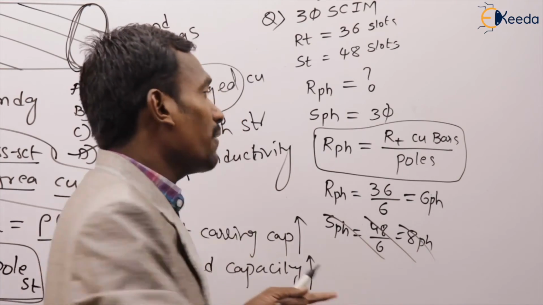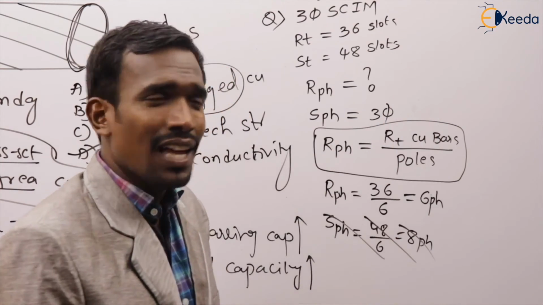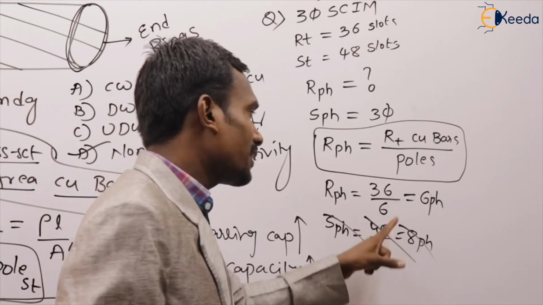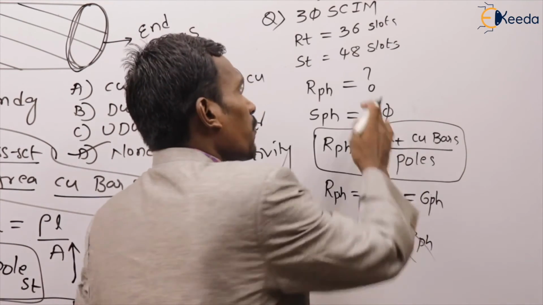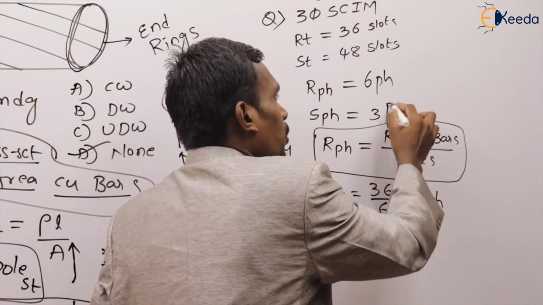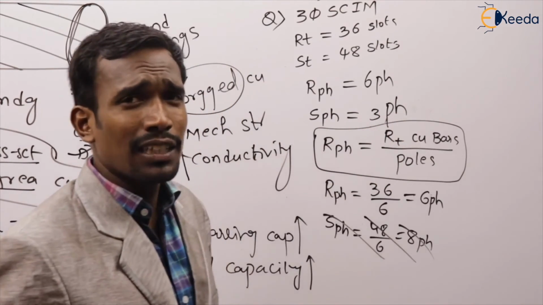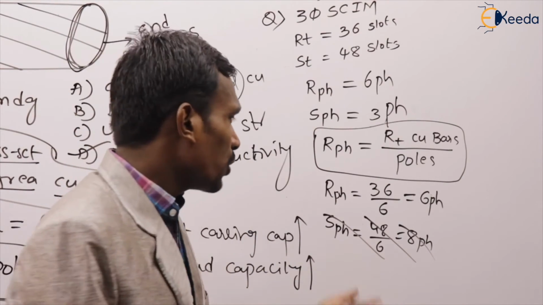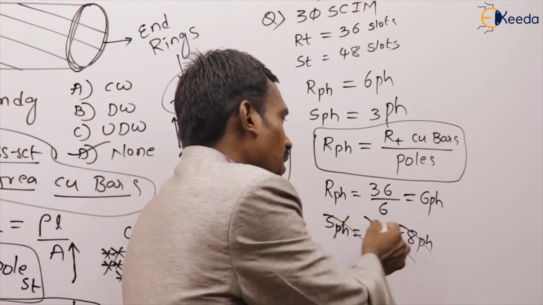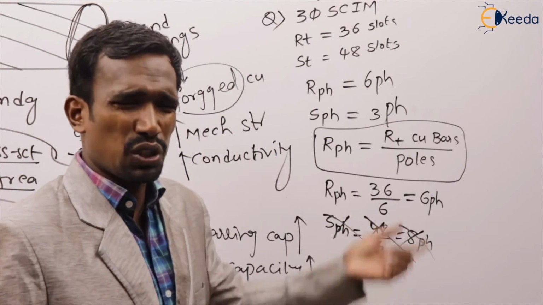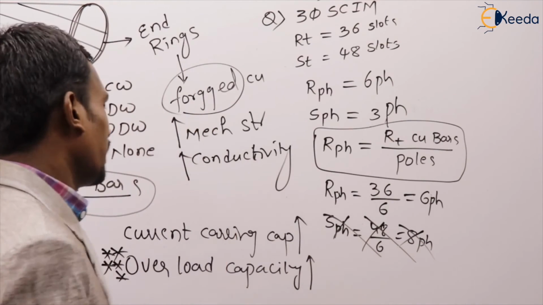That's why we have a formula for rotor phases: rotor copper bars divided by number of poles. That's why 36 by 6 gives 6 phases. For rotor, we have 6 phases, but for stator we have only 3 phases because my machine is a 3-phase induction machine. Don't do like this. This is a 100% wrong answer. Right, sir? Now, let's see here.